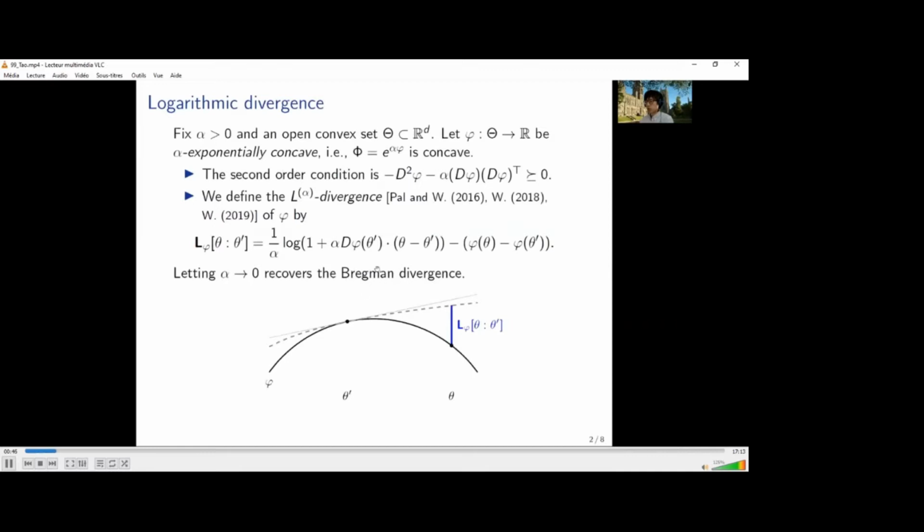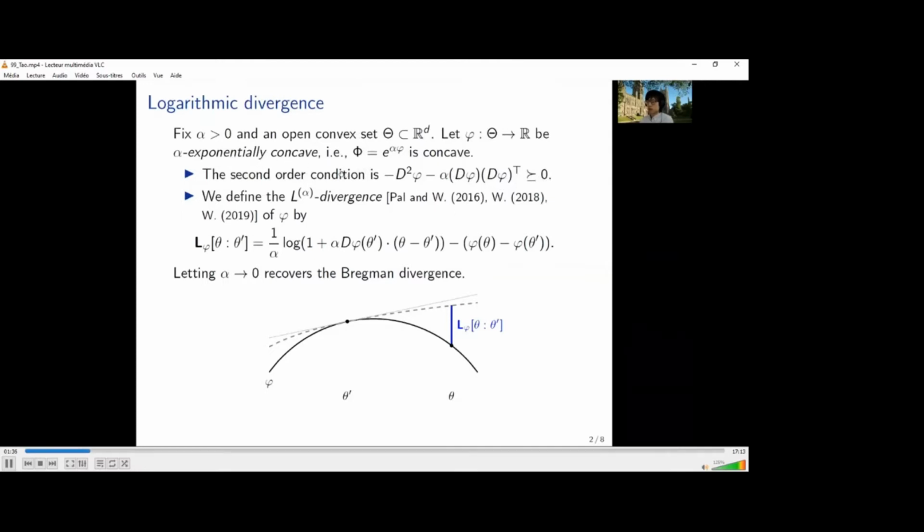Let's recall that the Bregman divergence is defined for a convex function. Here, we look at a parameter alpha, which is positive and fixed, and a domain, which is a convex set. A function phi on this domain is said to be alpha exponentially concave if e to the alpha times phi is a concave function. So this big Phi is a concave function, and its log divided by alpha is alpha exponentially concave. We can express the alpha exponential concavity of phi by means of this second order condition, which is that the Hessian of phi corrected by this term is positive definite.